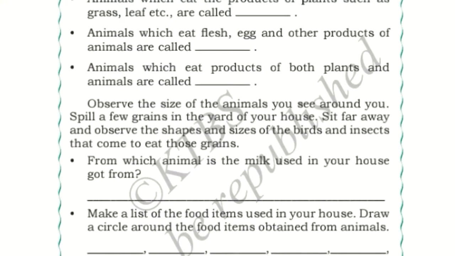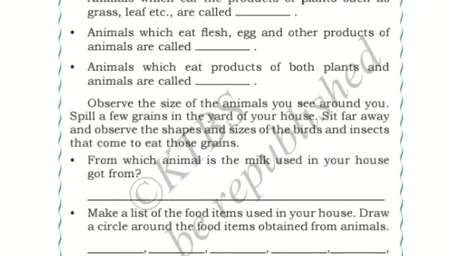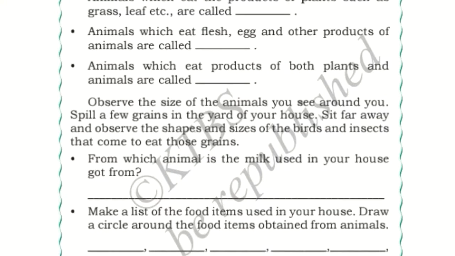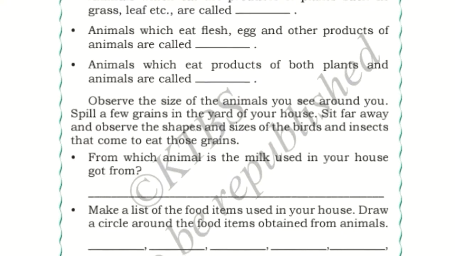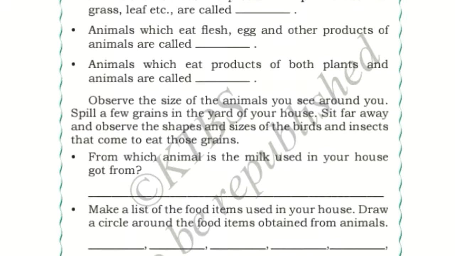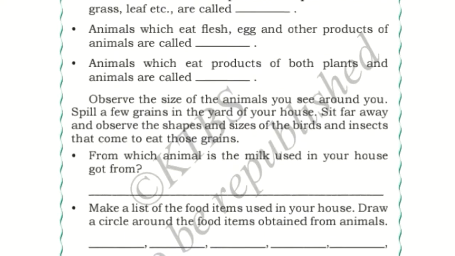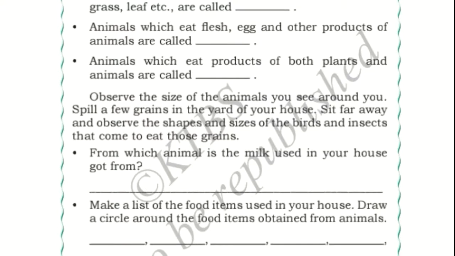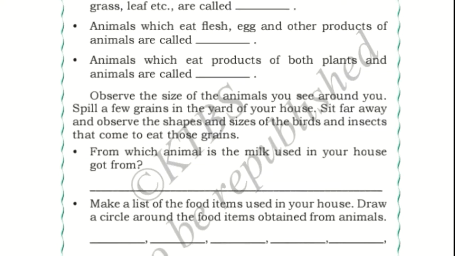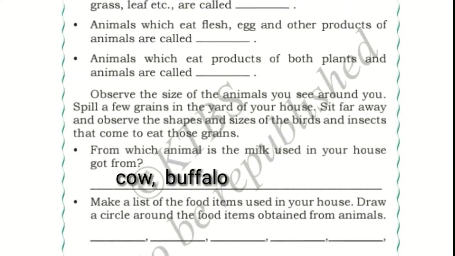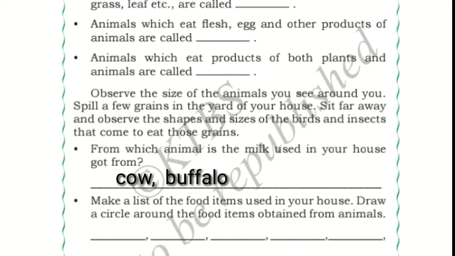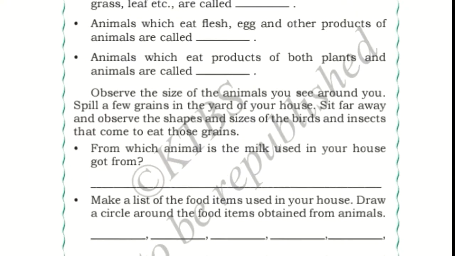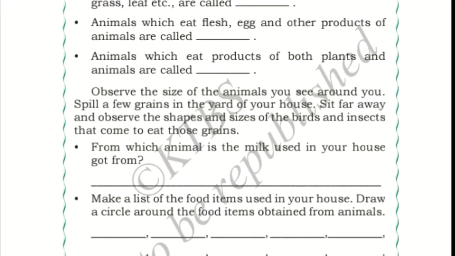Next, observe the size of animals you see around you. We see different types of animals around us, right? So we need to observe the different types of animals and birds which we see around us. Next question, from which animal is the milk used in your house got from? The milk which we use in our home comes from the cow and buffalo. So we have to write here cow, buffalo. Make a list of the food items used in your house.